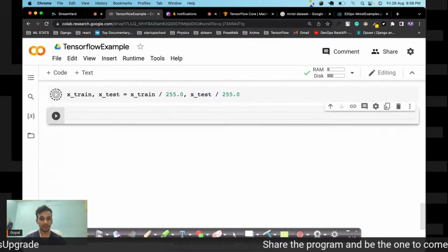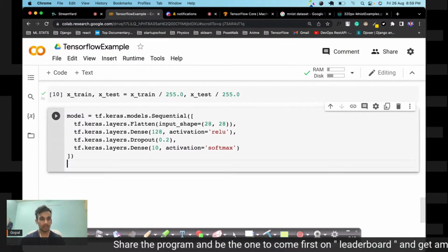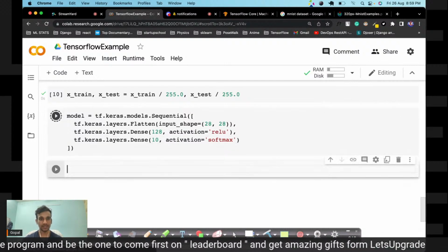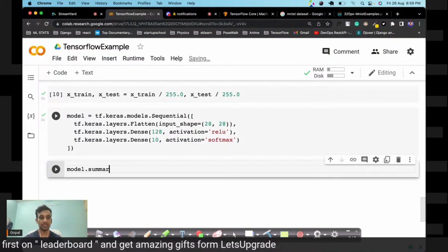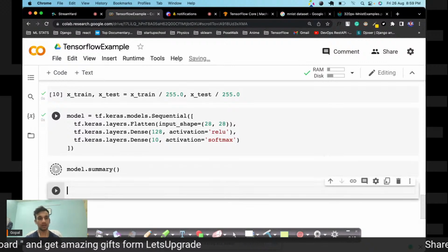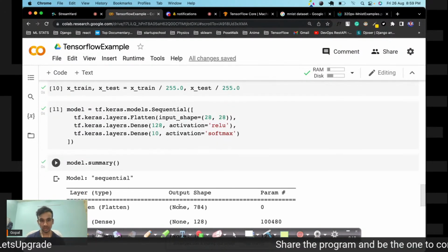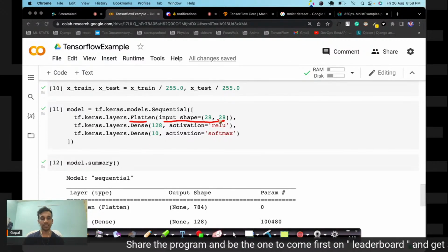Okay, we have scaled it, and now let's talk about this model. I will not use the dropout at all. Let's see. And if I say model.summary, let's also talk about this. So what exactly is going on? We are taking a flatten layer, and the input shape is 28 cross 28.